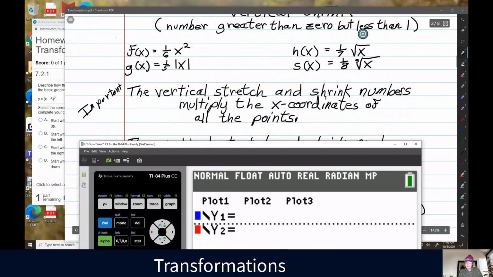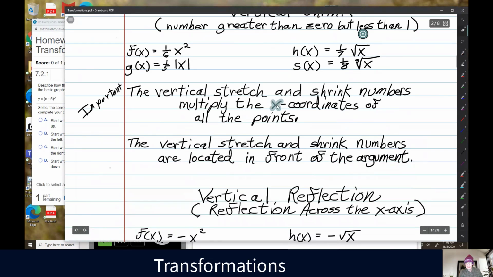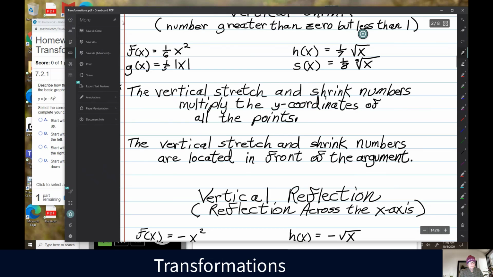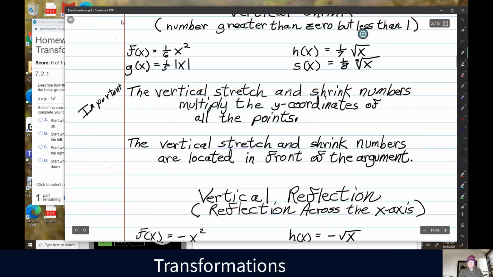Aha! The vertical stretch and shrink numbers multiply the x coordinates? No, they multiply the y coordinates. See, I knew that going back over this before I make it permanent would be a great way to do proofreading. There now. Y coordinates. That's one way to remember it. Ooh, I'm getting warmed up.